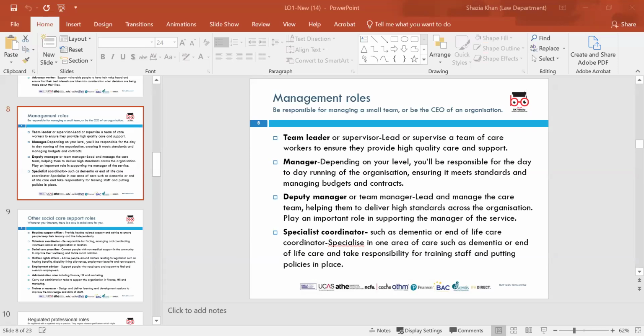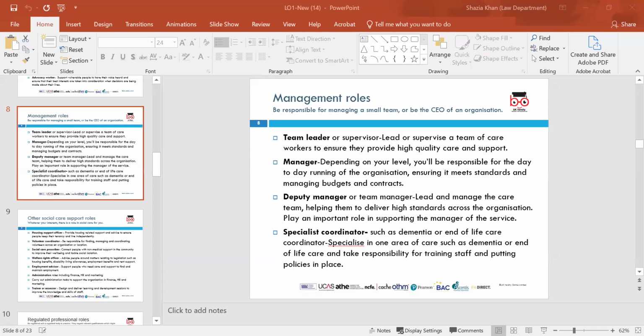Then we have deputy managers who lead and manage and deliver the organization to a high standard. And within them, they have team leaders, and they support the manager and also include overseeing the organization as well. And then we have specialist coordinators. A manager is in charge of running the day-to-day operation of an organization. Excellent, thank you.